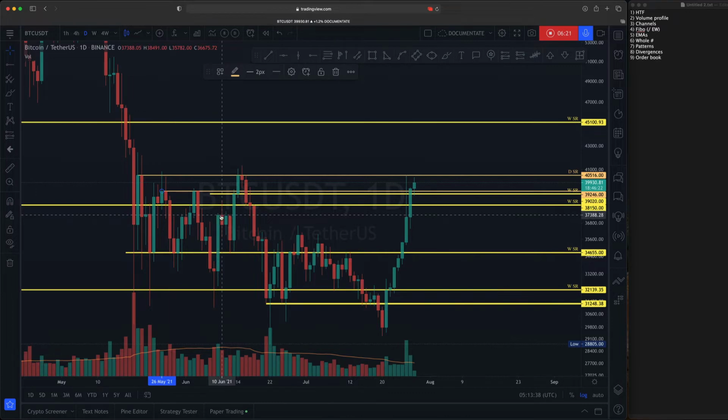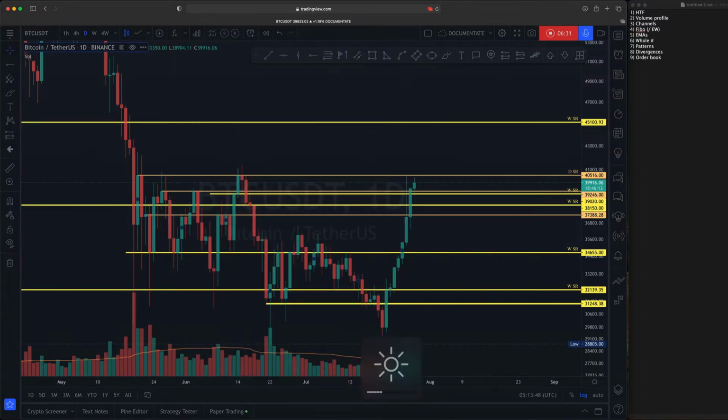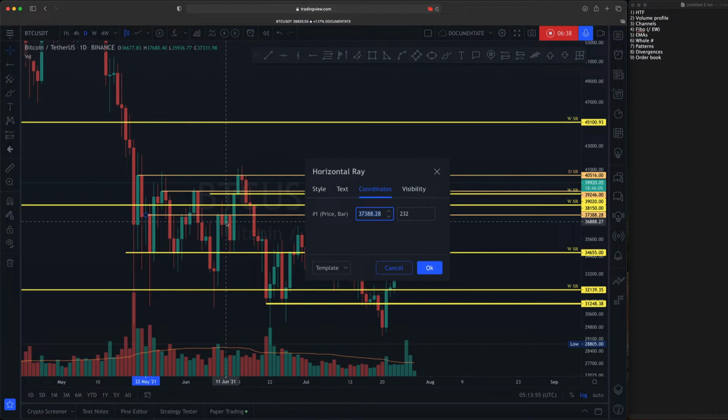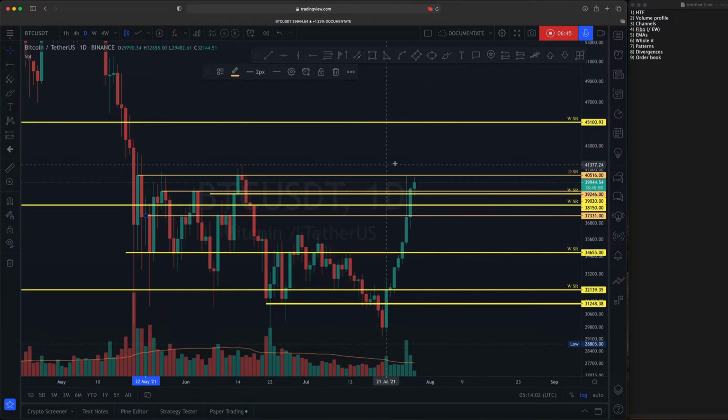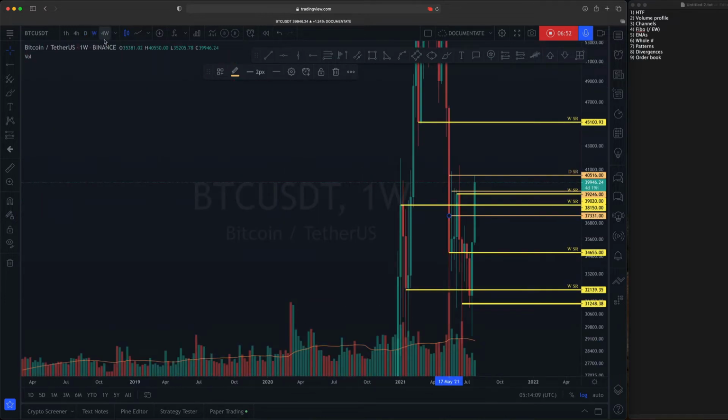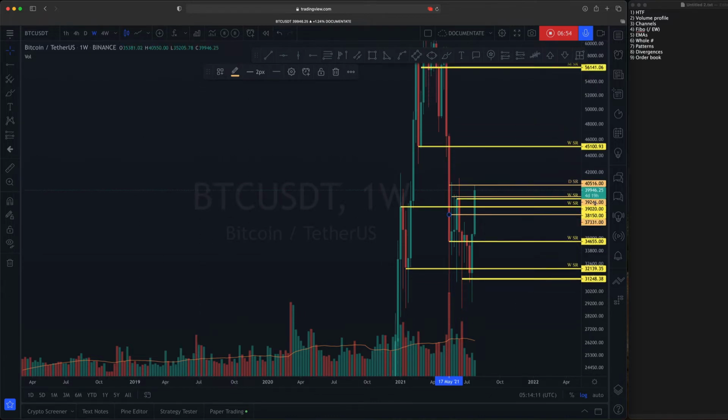Okay, and we have here one. Let's say it's from there. Okay, so these are the levels that are relevant to the price. Good.